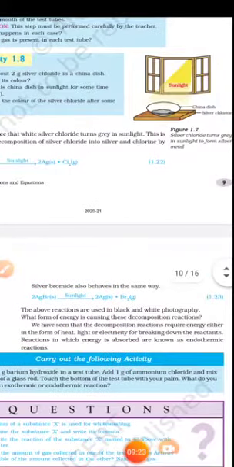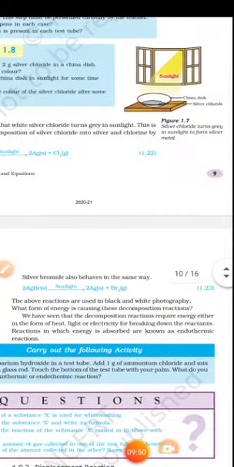Silver bromide also behaves in the same way. AgBr, in the presence of sunlight, gives Ag plus Br. AgBr is a single reactant found in solid state. It will break down into silver and bromine. The above reaction is used in black and white photography.